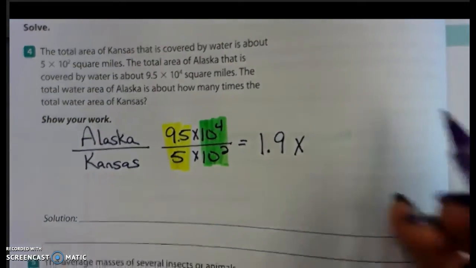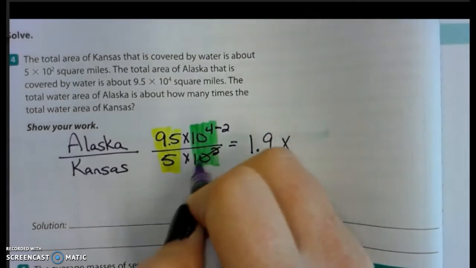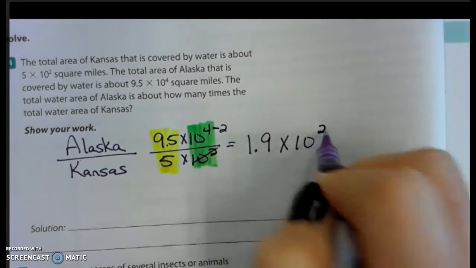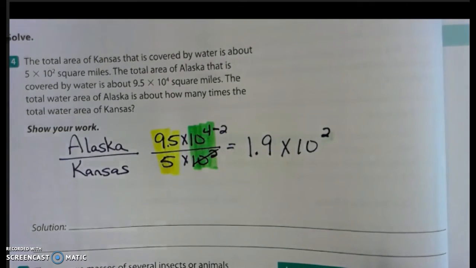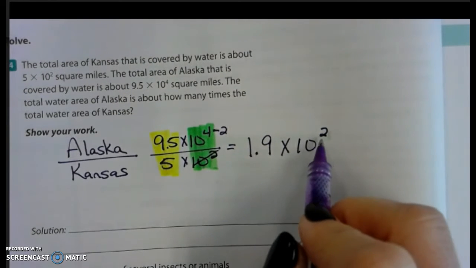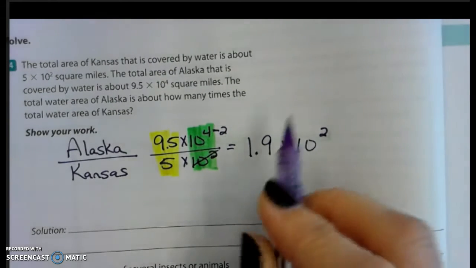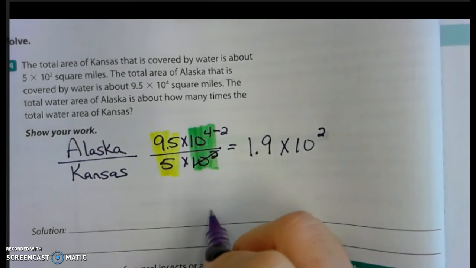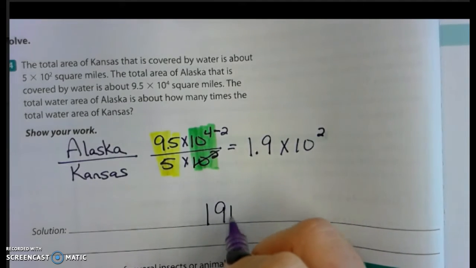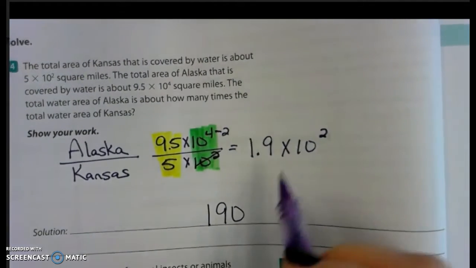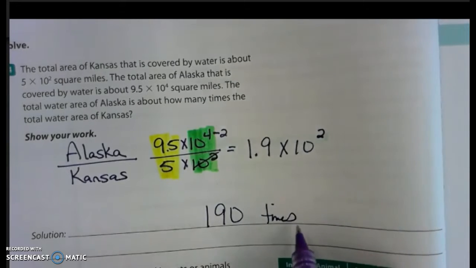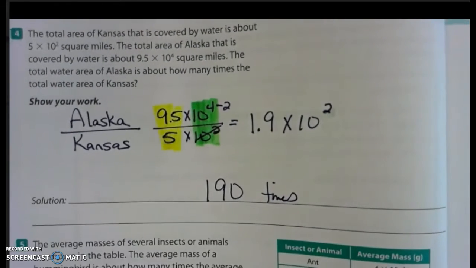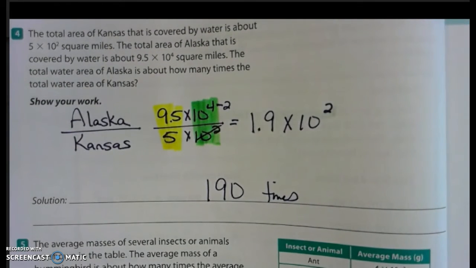And I do that using the quotient rule. 4 minus 2 gives me 10 squared. Now when I put it in standard form so I can actually comprehend the number, I'm going to make it 2 place values bigger. So 1.9 will jump to 190 times. Okay. Alaska has a lot of water coverage.